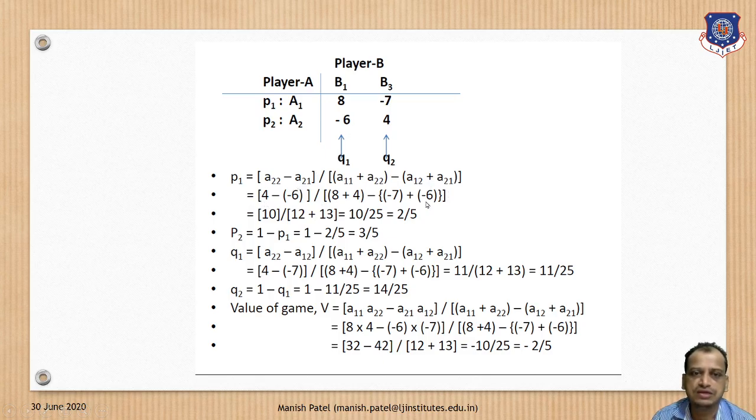Once you put the values here, you will get the value of game. In the same way, once you find out the probabilities, you will put down the value of game, which is equal to (A11 A22 minus A21 A12) upon (A11 plus A22 minus A12 minus A21). This is the formula for value of game. Here you find out the probabilities of P1, P2, Q1, Q2. Once you get the probabilities, you put them into the value of game, and then you will find out accordingly the optimal strategy, or you can say the value of game of the player.